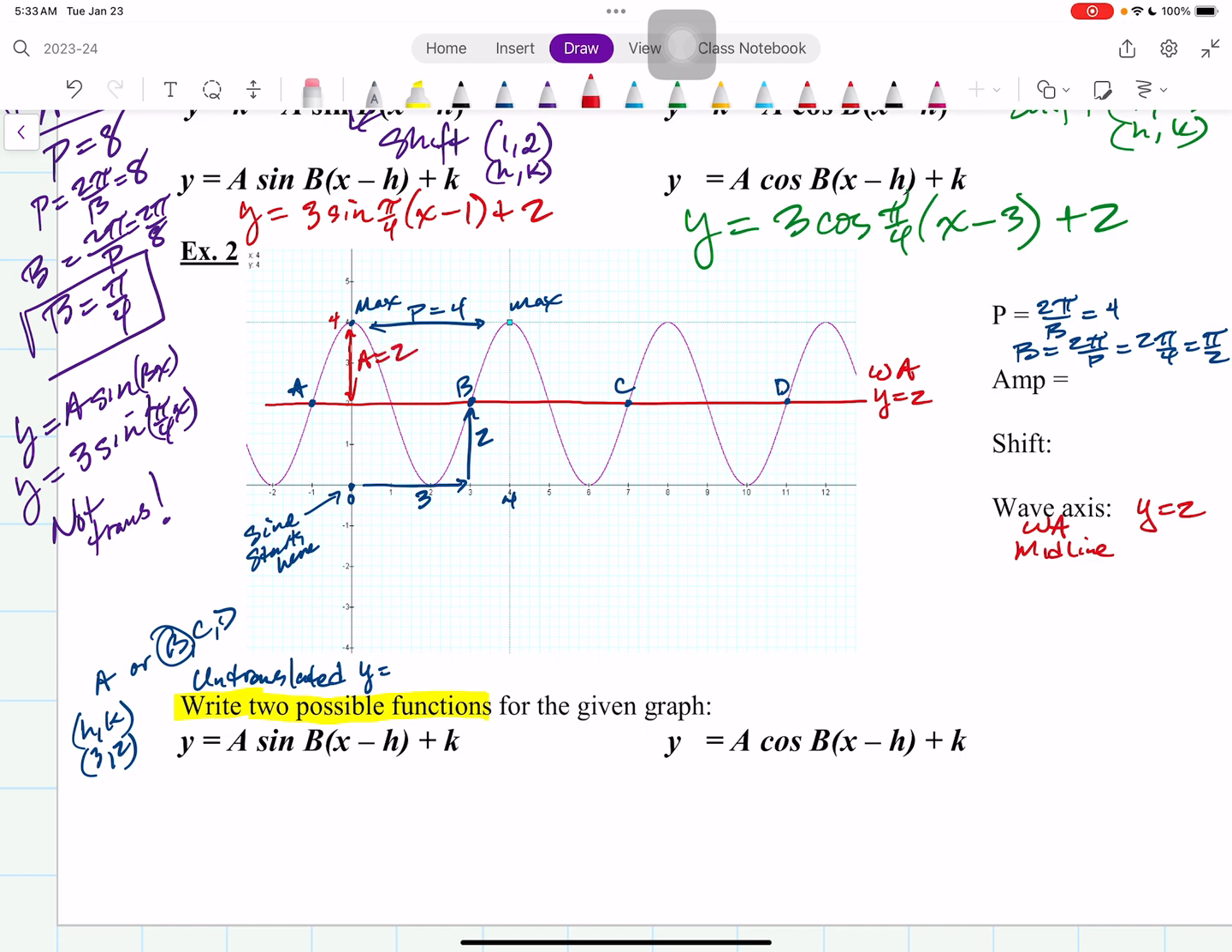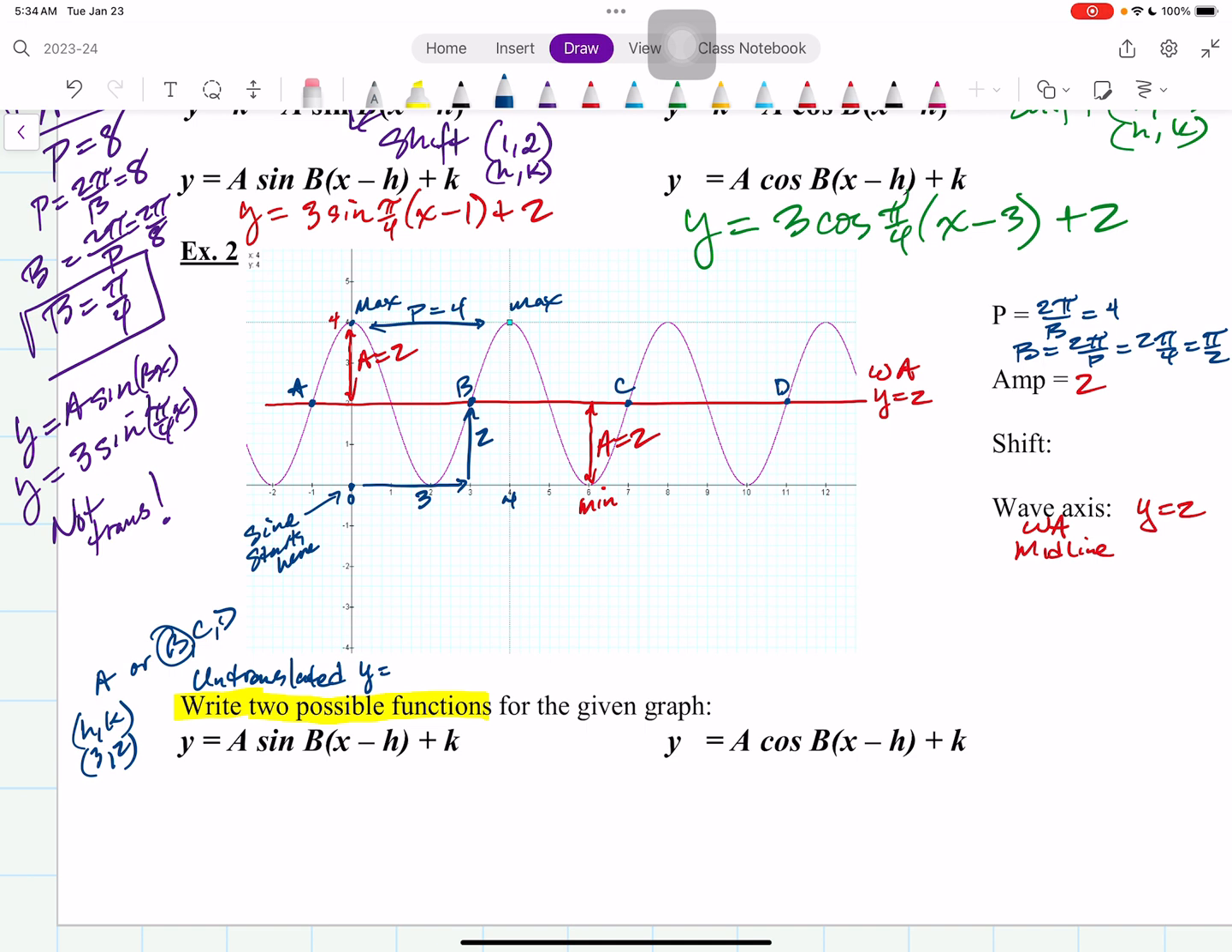Okay, you can see that there. You can also see it over here, the distance between the wave axis and the min. Okay, so you can see it here as well. So between the wave axis and the max, or the wave axis and the min, is the amplitude, and the amplitude is 2. Okay, so you need to know that to write the function. So with a period, with b equals pi halves and amplitude of 2, an untranslated sine curve looks like this.